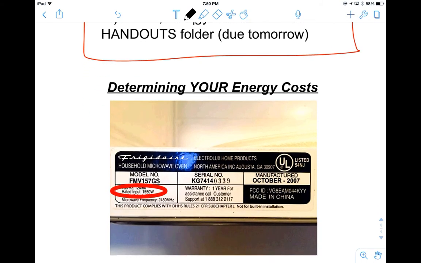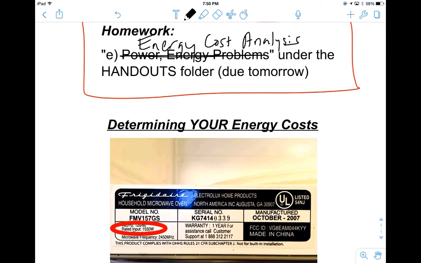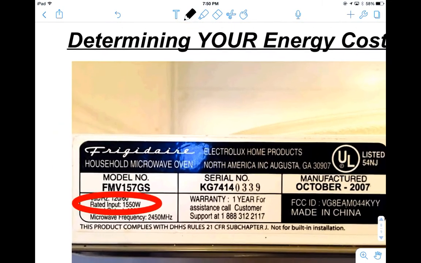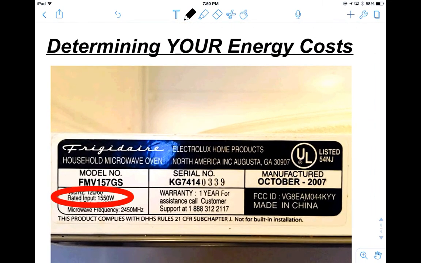But I have one thing. The last piece of that worksheet you're going to be filling in asks you to analyze your own device in your home. Now, this is actually my microwave. If I want to figure out my energy cost for my microwave, I can go through and find it inside the door. This is exactly what I just took a picture of. And what you see is that the power rating for my microwave is 1,550 watts. So 1.55 kilowatts is my power.